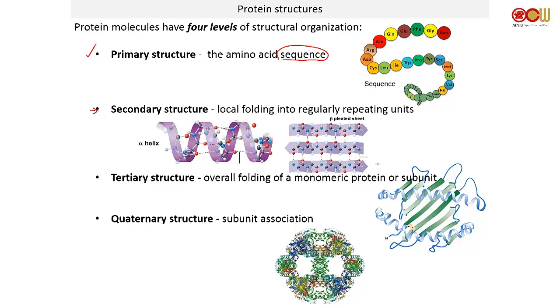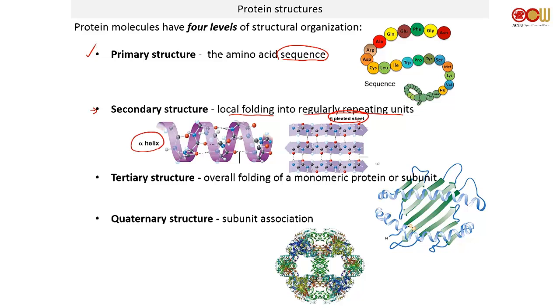Secondary structure is essentially the local folding of amino acids into regularly repeating units, such as alpha helix or beta sheets. These are 2 of the most dominant types of secondary structures you have. You also have turns and some other types of helices that we'll talk about. But most of the time you hear a lot about the alpha helix and the beta sheet. So these 2 are the prominent secondary structures for proteins.